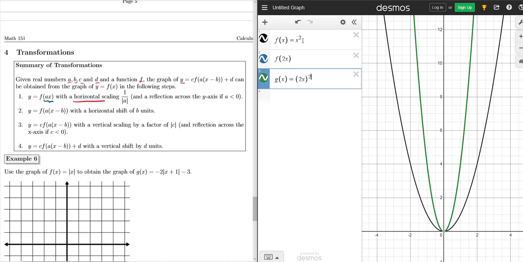Now let's take a look at what we mean by the horizontal scaling. Well, I want you guys to pay attention to when x was 2 on the original function, the black one, then we got the y value of 4, right? And that makes sense because if I put in 2 squared, I get a 4.